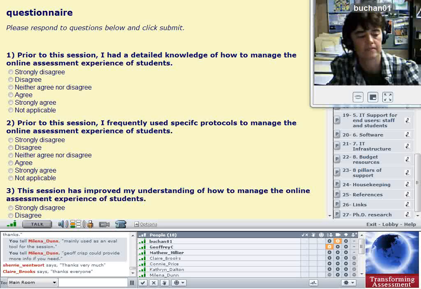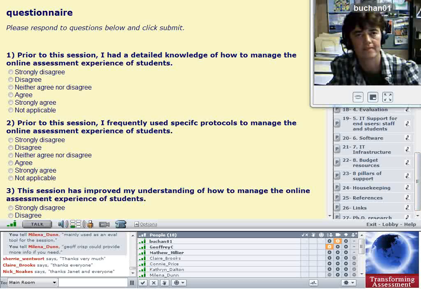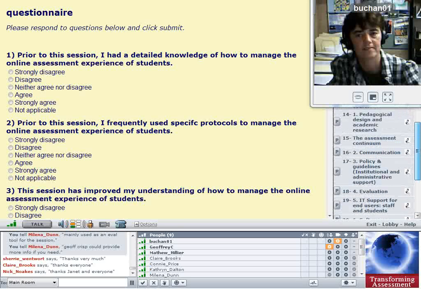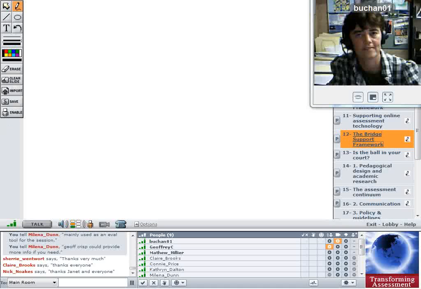The only thing I kept thinking of when I saw the bridge support framework, and especially yours, was the allusion to the film, wondering whether you think that the bridge support framework is a bridge too far.